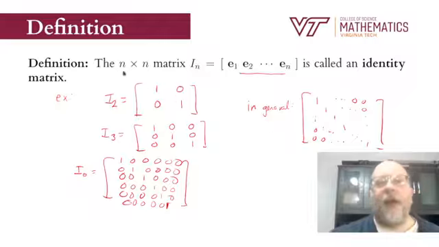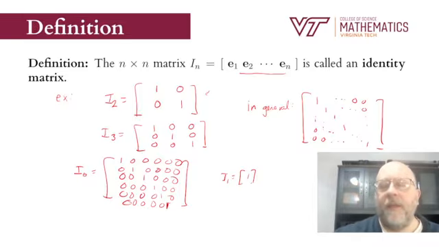There is an I1, which just looks like that, but it's not very useful. And so in general, we'll start with I2 when we're talking about the identity matrix. There is technically an I1, though.